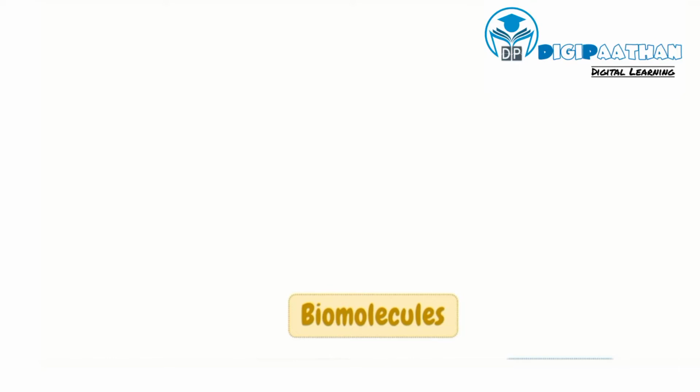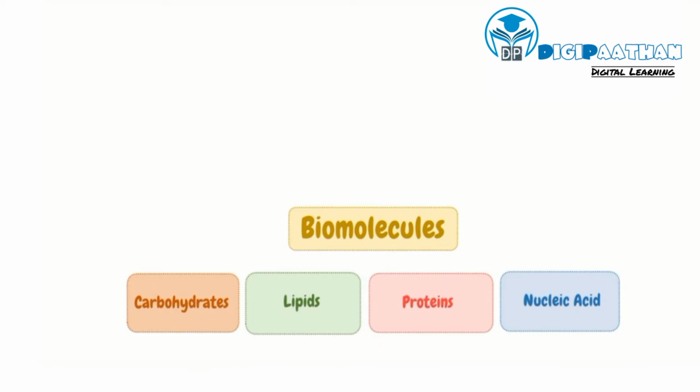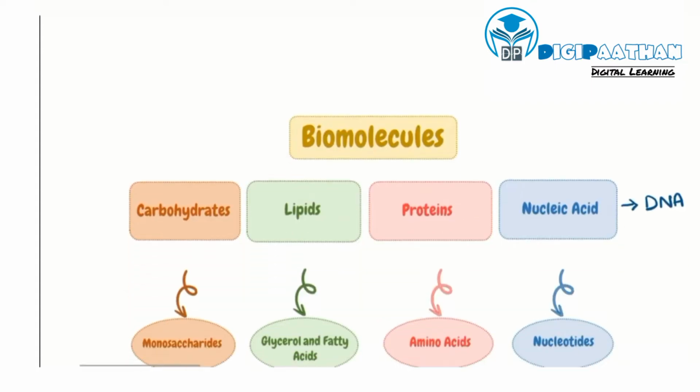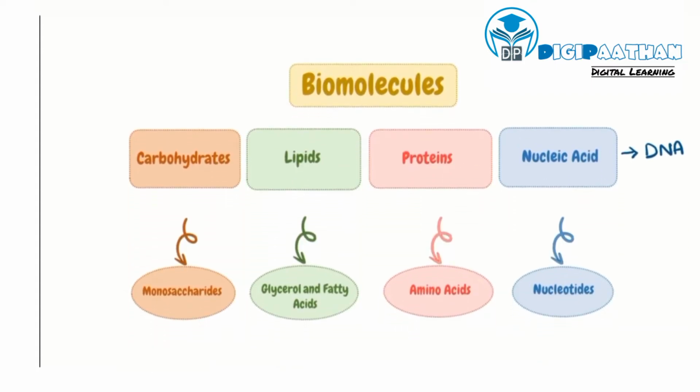Remember from a video on biomolecules, biomolecules include carbohydrates, lipids, proteins, and nucleic acids. And here, DNA falls under nucleic acids. Now, you know that all the biomolecules are made up of building blocks called monomers, like monosaccharides build carbohydrates or carbs, glycerol and fatty acids make lipids, and that of proteins are amino acids.